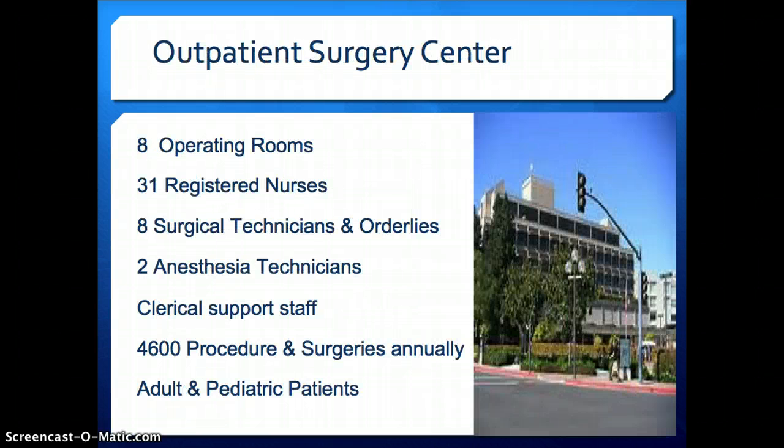The microsystem of interest for key issues in this presentation is an outpatient surgery center. This surgery center has 8 operating rooms. The staff include 31 registered nurses, 8 surgical technicians and orderlies, 2 anesthesia technicians, clerical support staff, and of course, the surgeons and anesthesiologists. The surgery center performs approximately 4,600 procedures and surgeries annually, serving a population of both adult and pediatric patients.